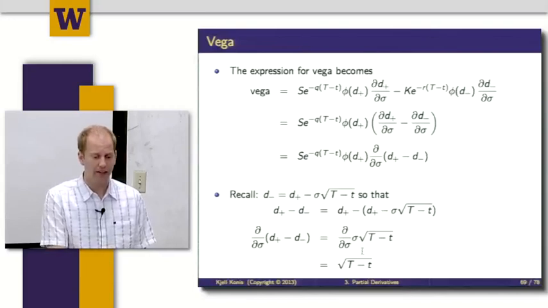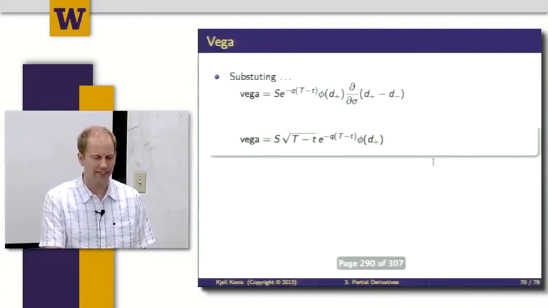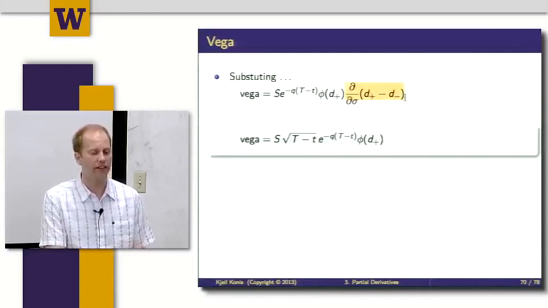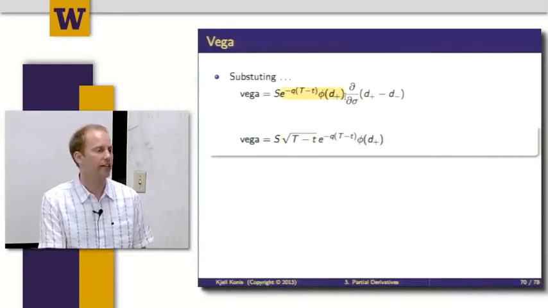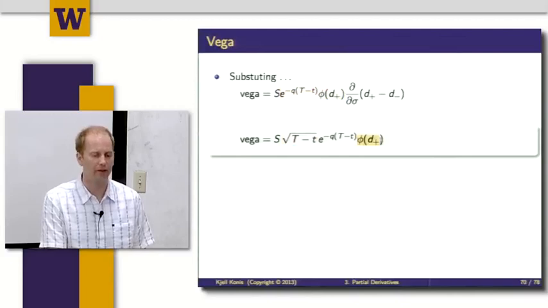So now I can plug this in here, and I'm finished. So that's my expression for Vega. So this partial derivative here of d plus minus d minus with respect to sigma, that was just the square root of t minus t. And so then I have this s, t minus t, and the rest, e to the minus q t minus t times phi of d plus.